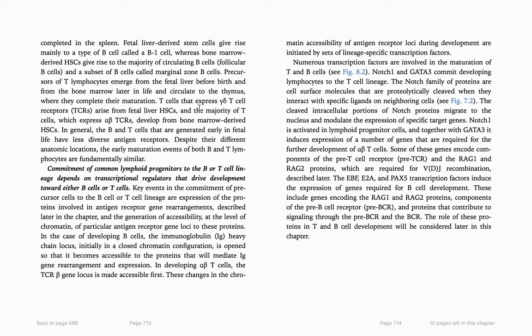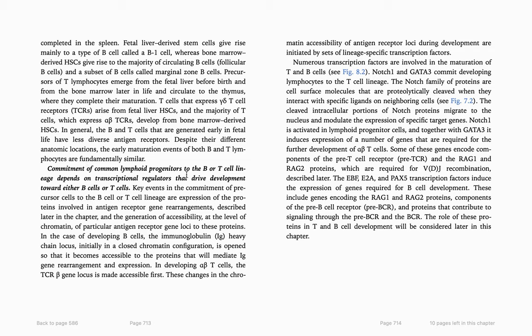T cells that express the gamma delta T cell receptor arise from fetal liver hematopoietic cells, and the majority of T cells which express the alpha beta T cell receptor develop from bone marrow derived hematopoietic cells. In general, the B and T cells that are generated early in fetal life have less diverse antigen receptors. Despite their different anatomical locations, the early maturation events of both B and T lymphocytes are fundamentally similar.